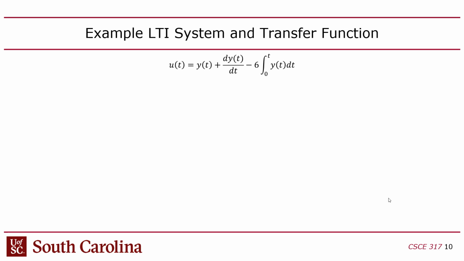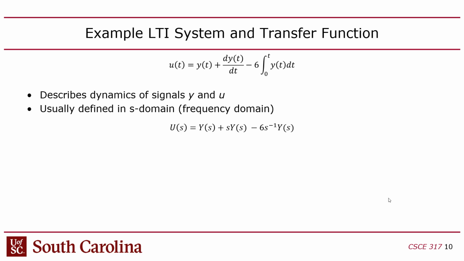So here's another example. Let's say I have u of t equals y of t plus the derivative of y with respect to t plus 6 times the integral of y with respect to t. The first thing you do is take the Laplace transform, which is very simple. You just capitalize everything and change of t to of s, and then the derivative adds an s multiplier and the integral adds a 1 over s multiplier. Okay? That's it.